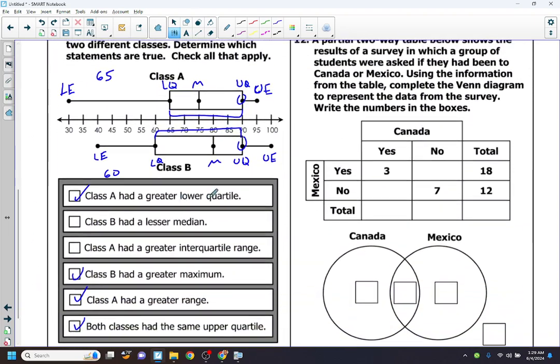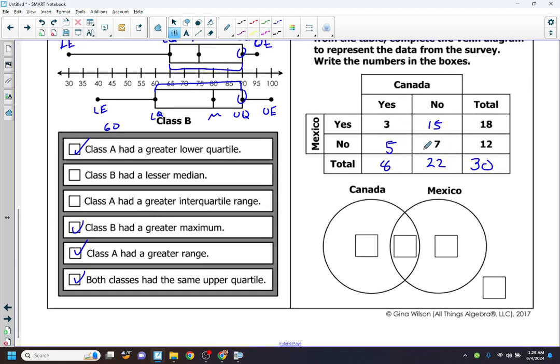Two-way table. Oh, that's an interesting one to do in reverse. So let's fill out the two-way table. There's 30 in total. 18 minus 3, that must be 15 people who said this. And then 12 minus 7, that's going to be 5 people who said this. 5 plus 3 is 8. And 15 plus 7 is 22. 22 plus 8 is 30. So that makes sense. Okay, so let's be careful.